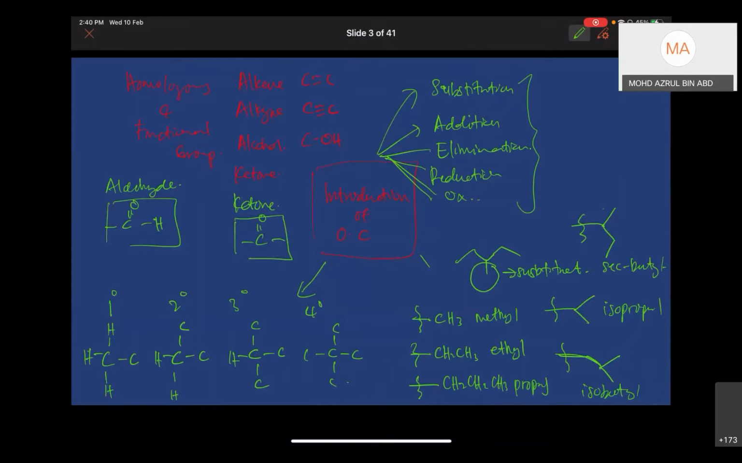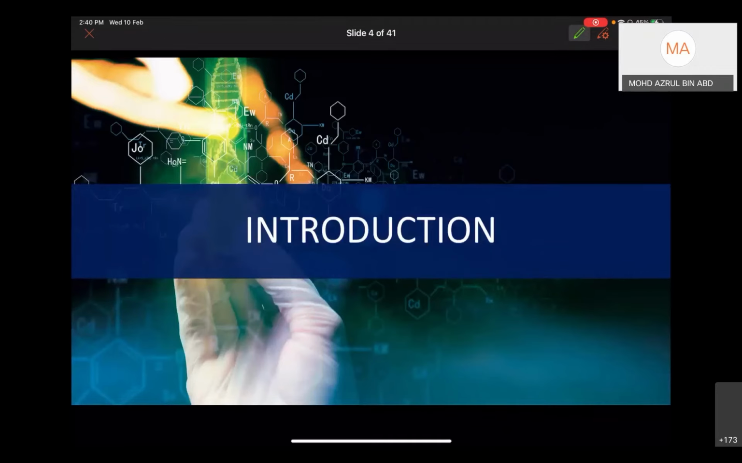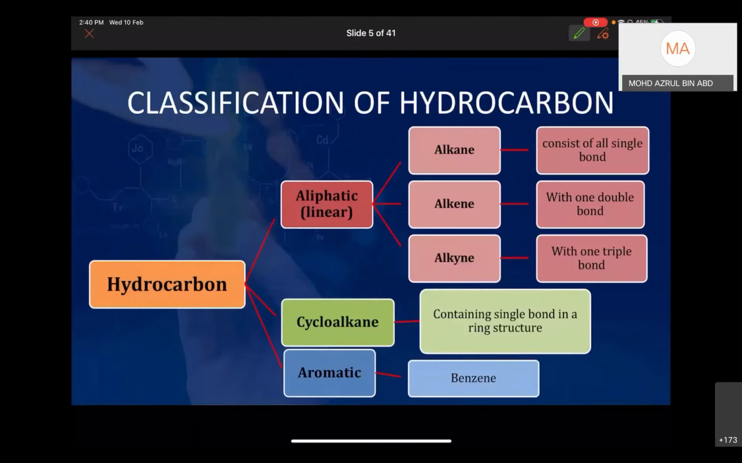Okay, this is about the previous chapter. Now we move to the introduction of this chapter. First, the classification of hydrocarbons. As I said, the first three chapters will discuss hydrocarbons. Hydrocarbons can be classified into three types. The first one is the aliphatic, where the aliphatic can be divided into a few compounds, which are alkane, alkene, and alkyne. The difference between alkene and alkyne is based on the presence of a double bond and a triple bond.